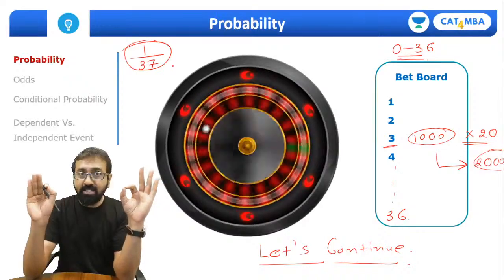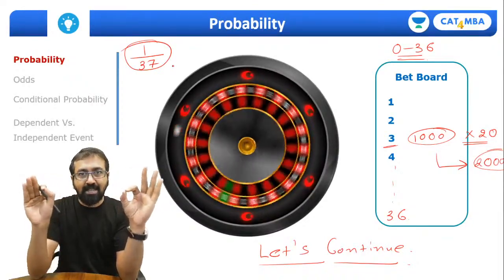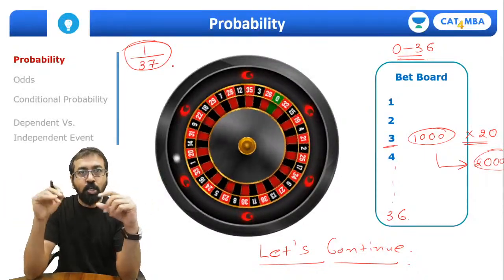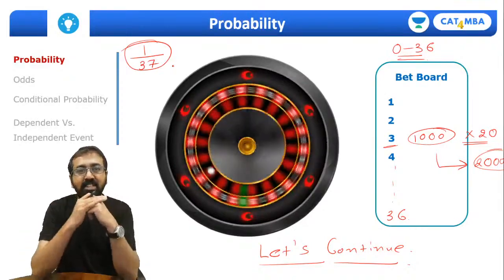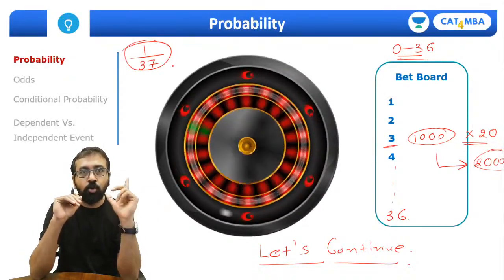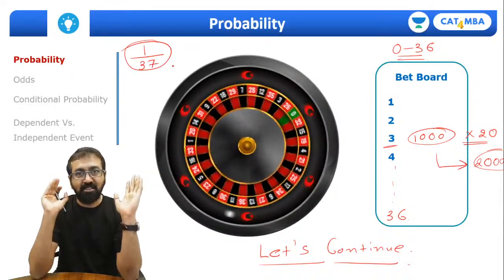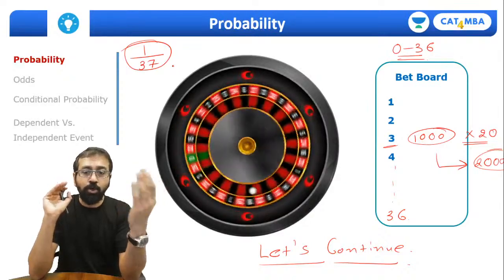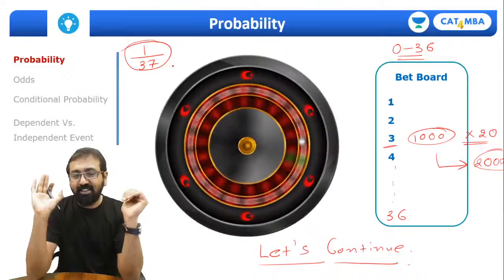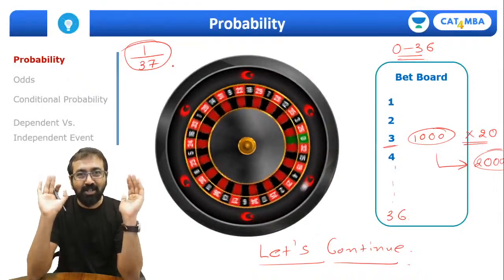Now let's understand this part. If you play 37 times, in each bet you will be betting 1000 rupees, so you have paid a total of 37,000 to them. You are going to win on average just one game out of these 37 games. That is what it means by probability of 1 by 37. So you are going to get 20,000 back. All your remaining 17,000 is gone. Now you decide, should you bet in the casino or not?